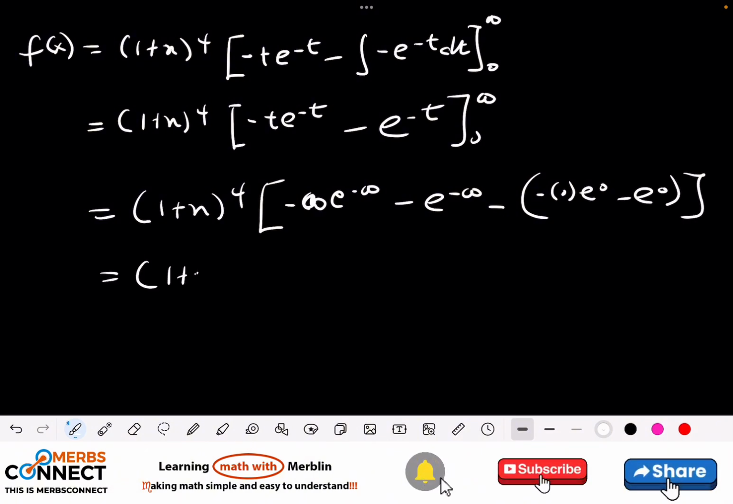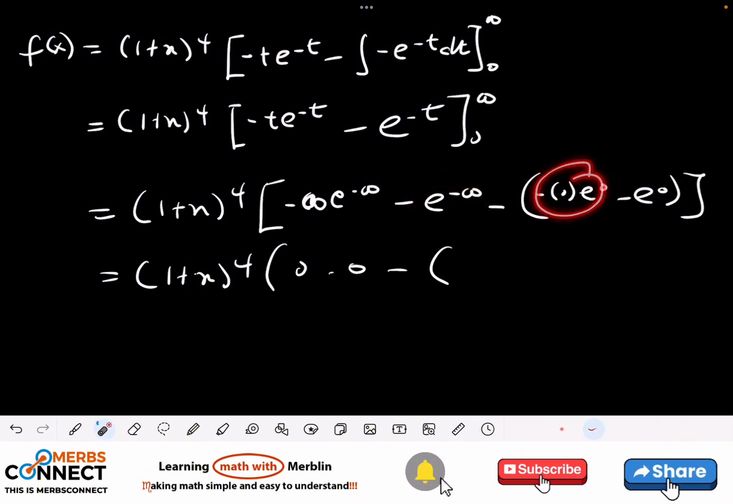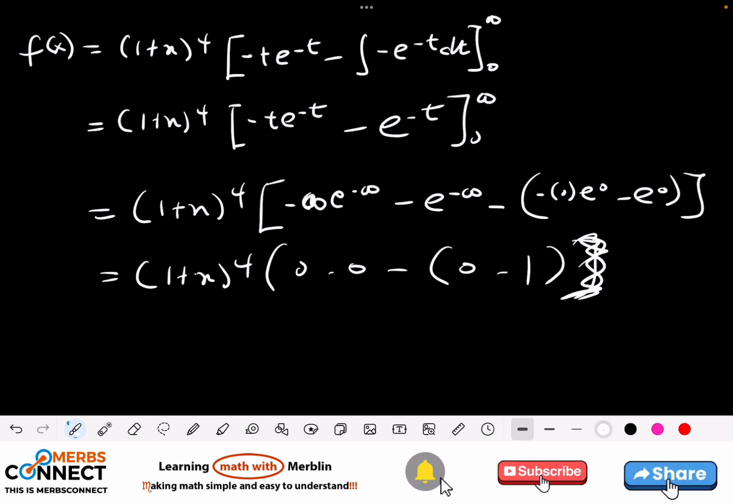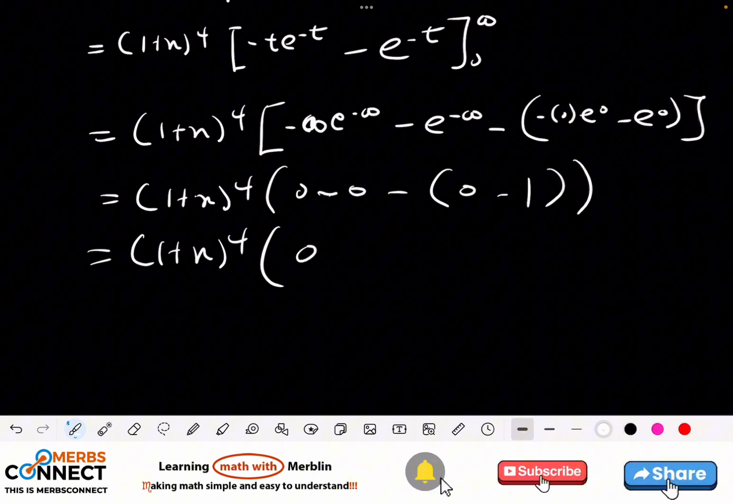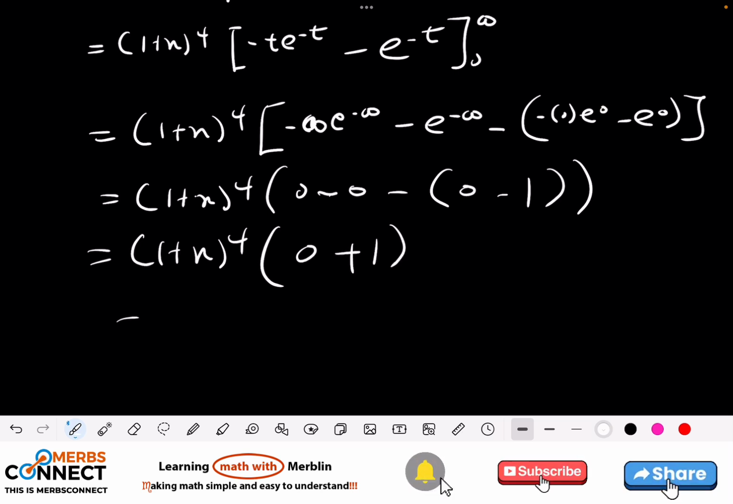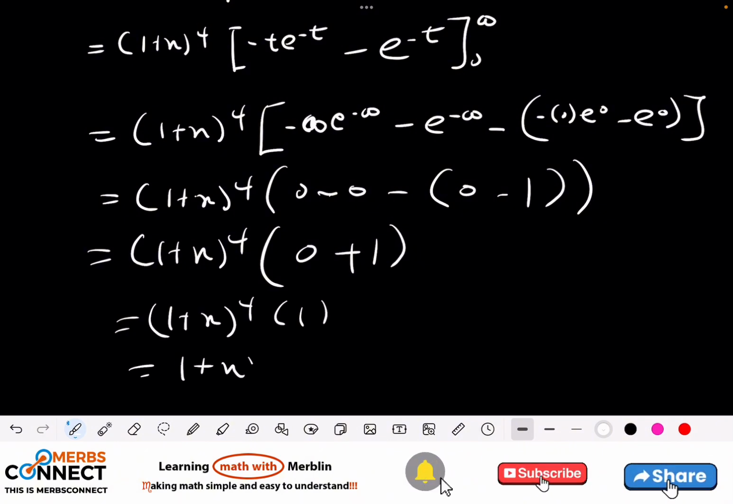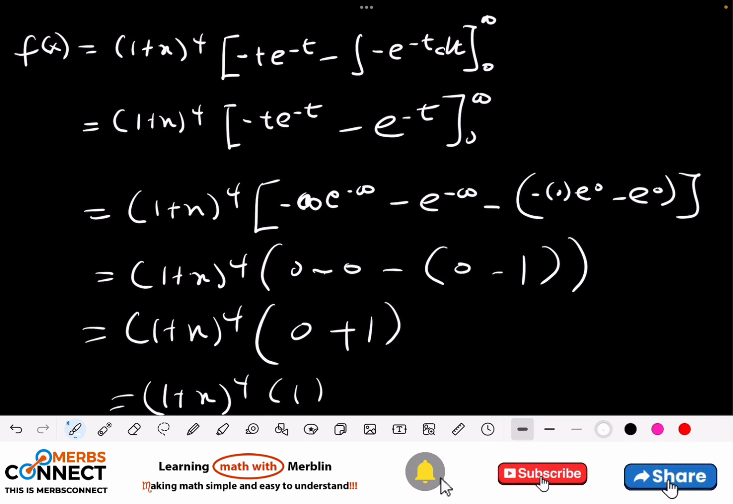So what is going to happen from here? Now e to the power minus infinity is 0, so this one will be 0. This one too will be 0. This one will be 0 minus 1. So we are going to have 1 plus x to the power 4, 0 minus 0 is 0, and then this one is going to give us plus 1. And we have this to the power 4 times 1. And this is 1 plus x to the power 4, which was the same as when you use the gamma function. So now this is our f of x, right?